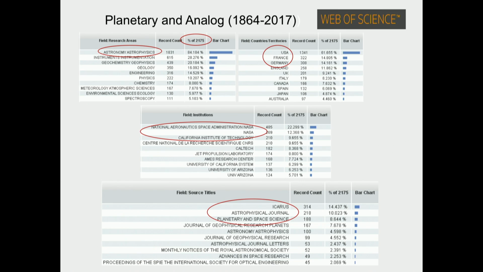The research areas are astronomy and astrophysics, engineering and geology. The first country is USA, France in the second position here, and England. And in connection with the source titles, Astrobiology, of course, is the first journal in this case. Icarus, Astrophysical Journal, and Planetary and Space Science. And with regards to institutions, of course, NASA, Ames Research Center, the CNRS, Caltech, etc. So we have a certain general idea about the state of the art on this subject.